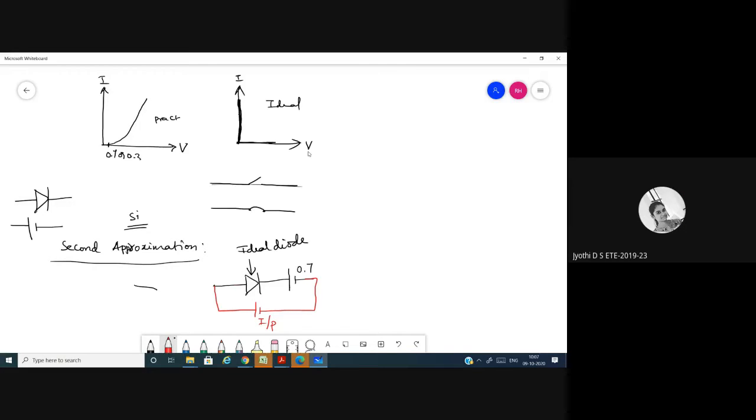So greater than 0.7. Yes, very good. When this input becomes greater than 0.7, then only the current will be passing through this. Because until that, suppose this input is 0.2 and this is 0.3, this is dominating now. Current will be in this direction.